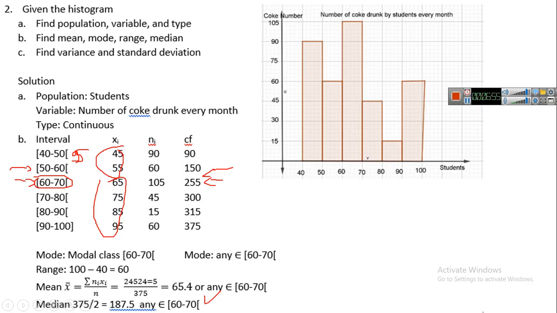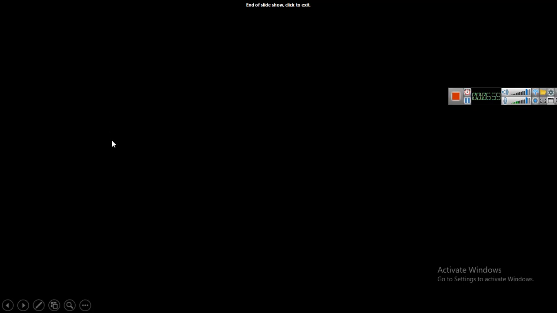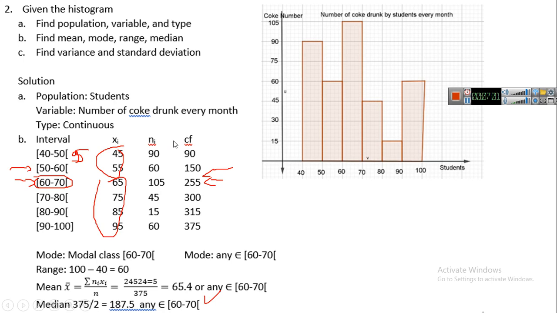So as you can see, this is very simple, similar to the one before, but we put in the xi, and the rest of the problem is similar to the things we did before.